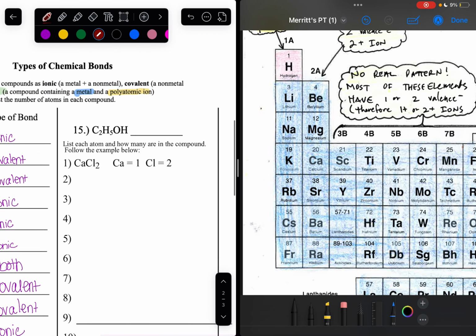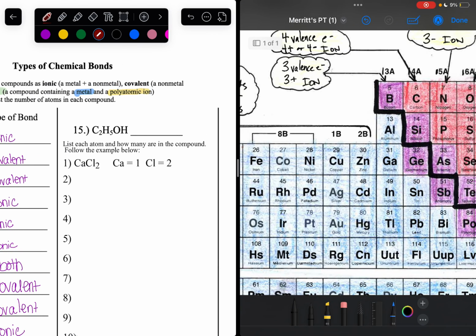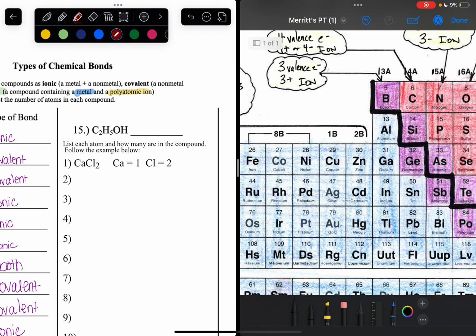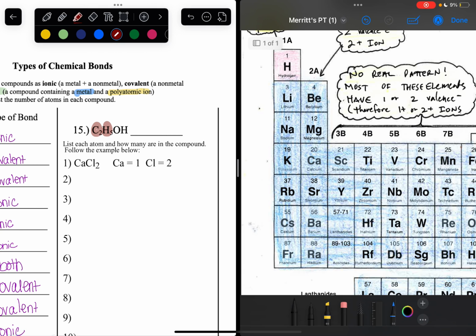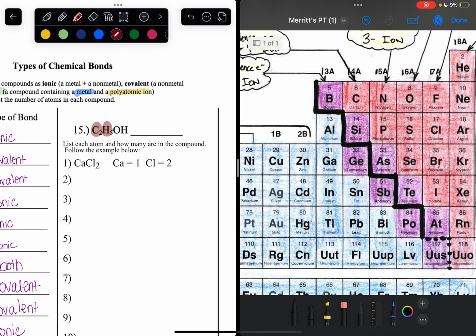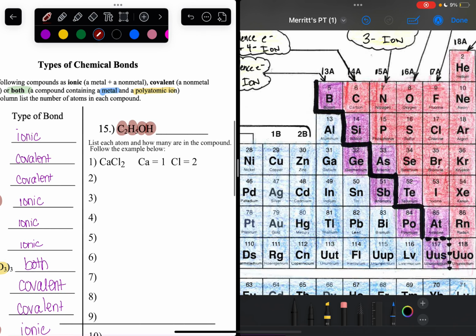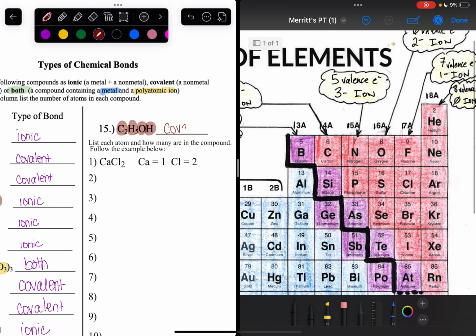And then we got 15 over here in the top. So carbon is a nonmetal. Hydrogen is a nonmetal. Oxygen is a nonmetal. Hydrogen again is a nonmetal. So if I have all those nonmetals bonded together like we had before, that is covalent. Yay.